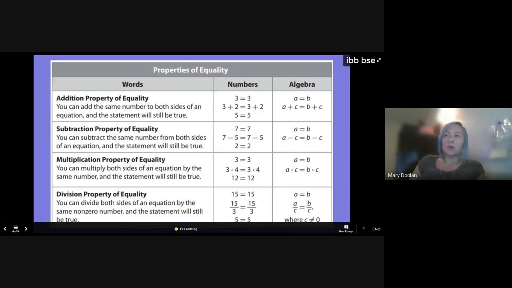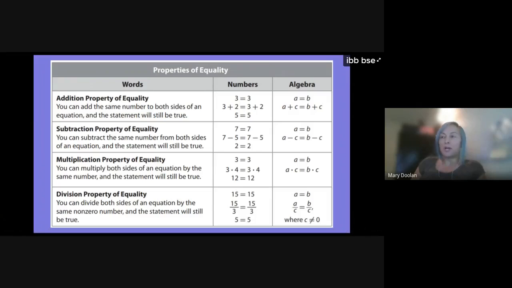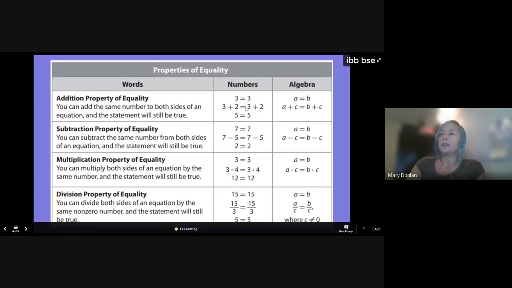So these are some properties of equality, and what some of you were doing in there is more formally what it's called. Addition property of equality. Okay, so if I add 3 to one side, I add 3 to the other side and it's still equal. You're starting with 3 equals 3, in this first number box, and then they're adding 2 to the left and adding 2 to the right, and then we end up with another true statement, 5 equals 5.